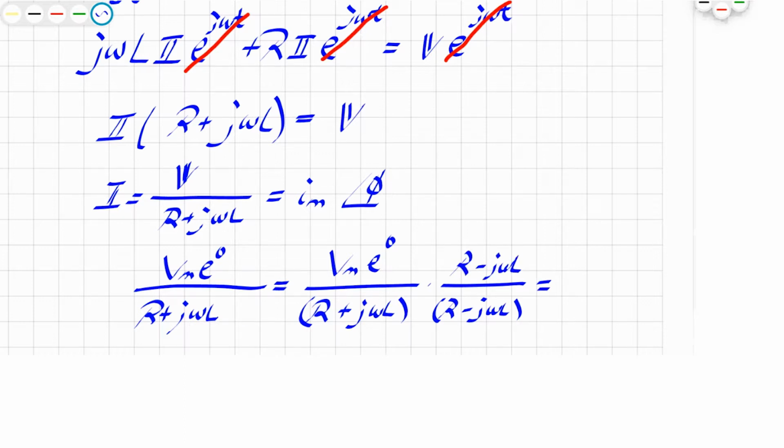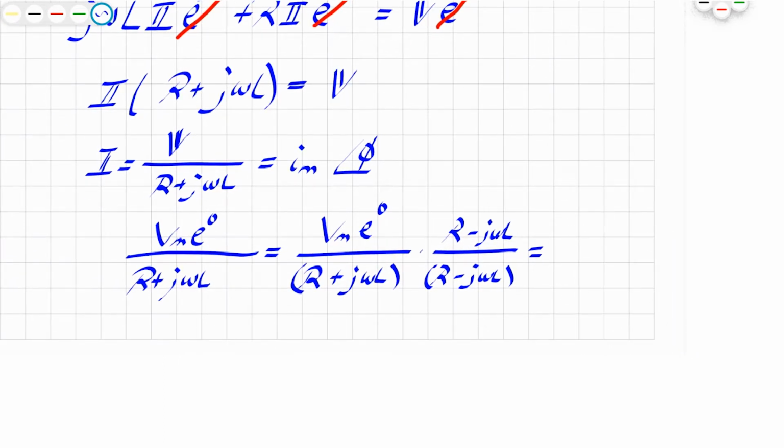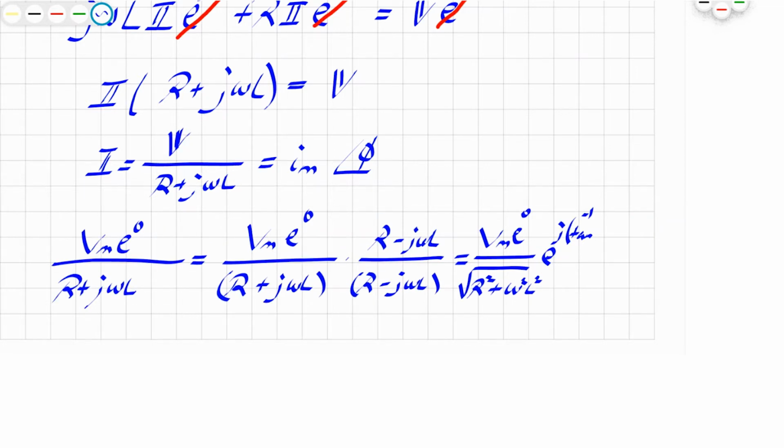And we eventually, repeating what we have just finished earlier, get V m e to the 0 divided by the square root of r squared plus, remember we know where this is coming from, omega squared L squared, and e to the j of phi, where phi is the inverse tangent of omega L divided by r. So this negative of omega L divided by r.